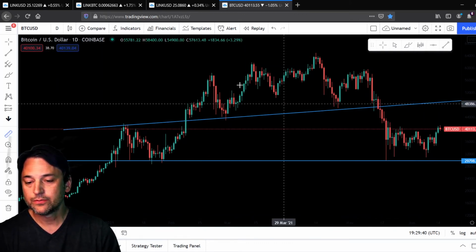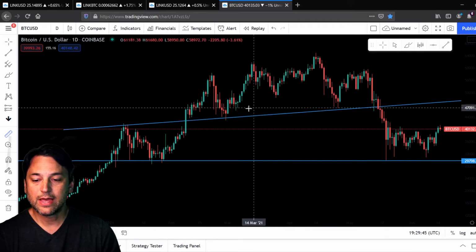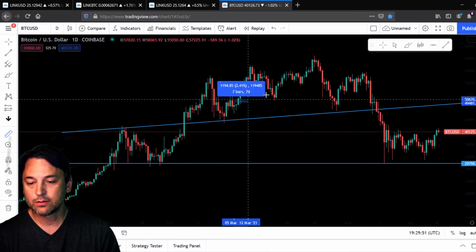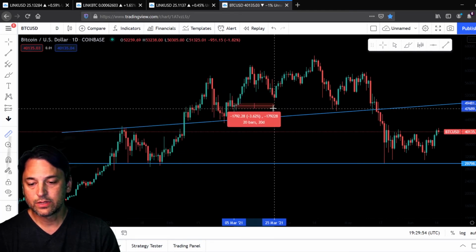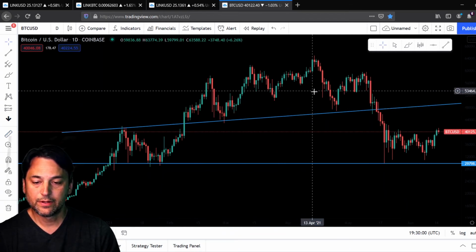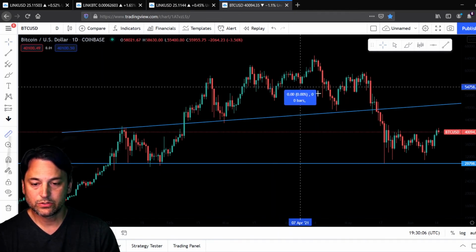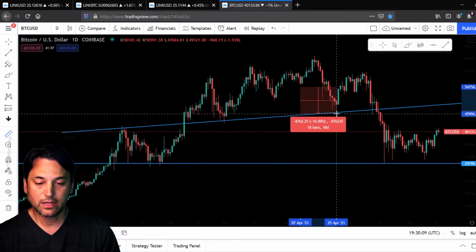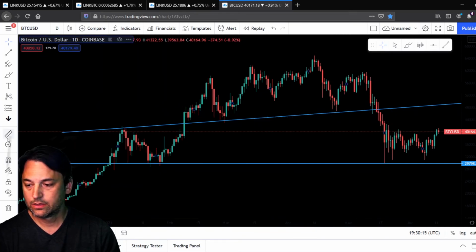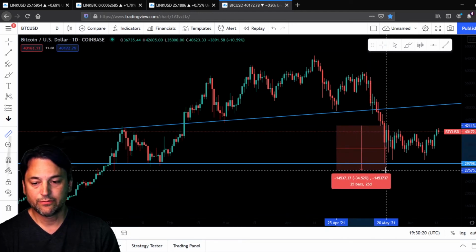Okay, so in general, the moves that Bitcoin makes from one low to another, let's just take this one as an example. From this low to this low is 20 days, and there's a little bit of art in here. We could choose this low. I'm going to choose this low, and this one is 18 days. Okay, and from this low to this low is 25 days.